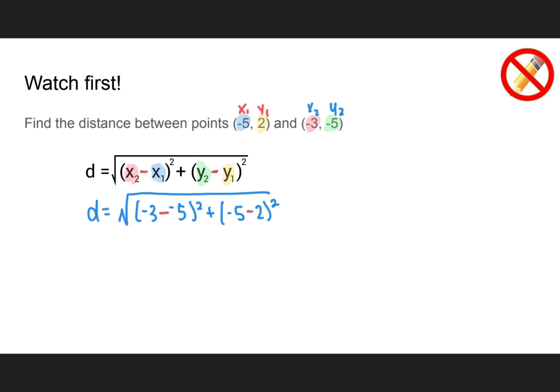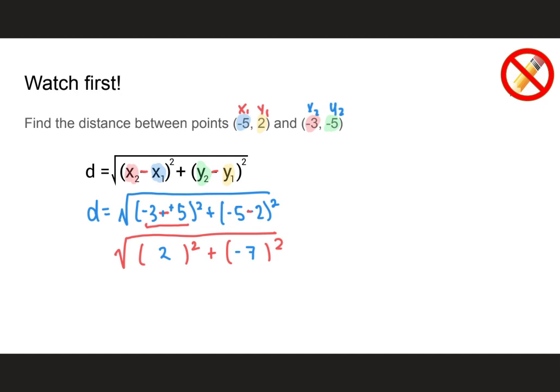So now in terms of how we simplify this, we should do order of operations. We're going to do inside the parentheses first. So it's going to be the square root. -3 minus -5, we add the opposite when we're subtracting. So -3 plus 5 is going to be 2. And then 5 minus 2, so that's going to be 3.